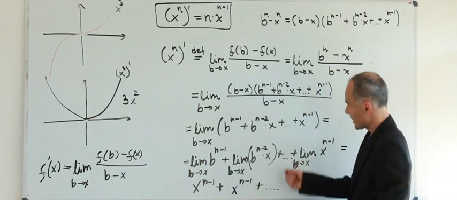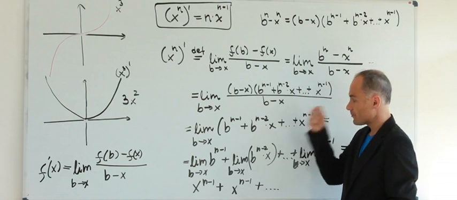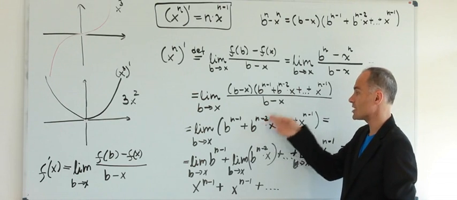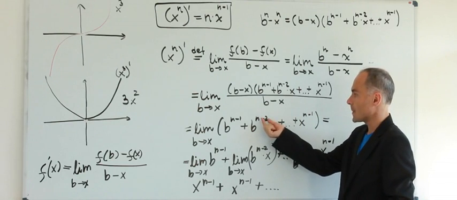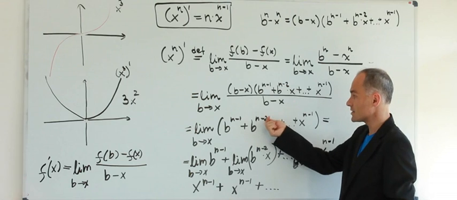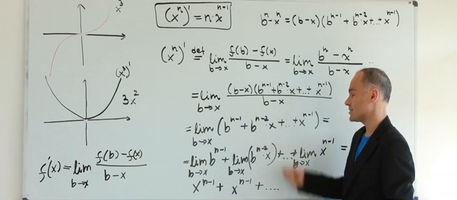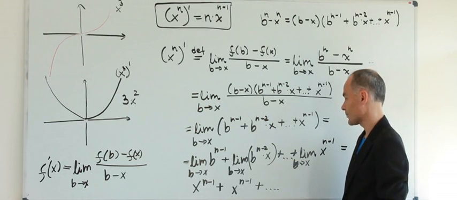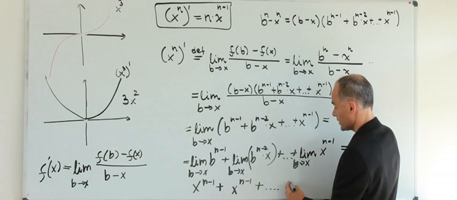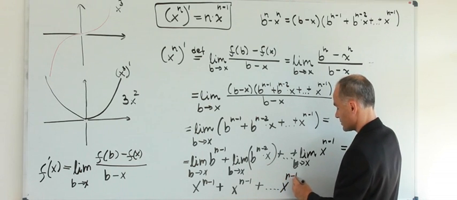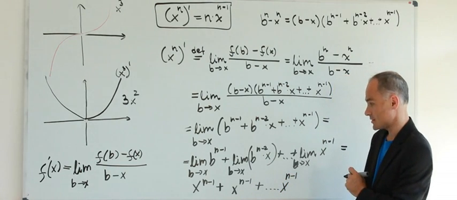plus, notice that in each term I have b to some power and x to some power. But the sum of the exponents is always constant, and it's always equal to n minus 1. So each term in the limit will be x to the n minus 1, actually including the last one.